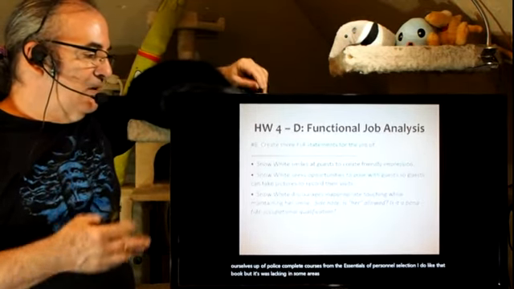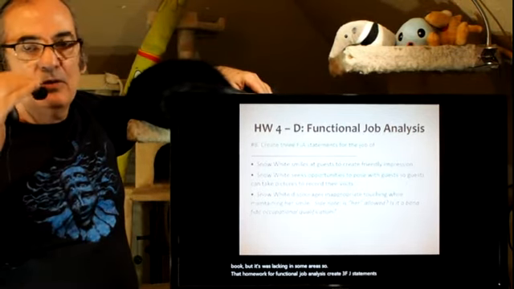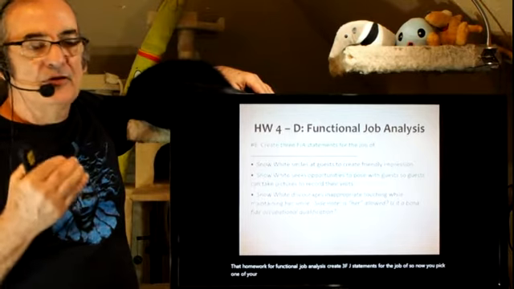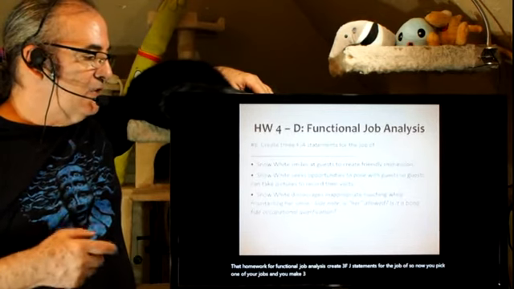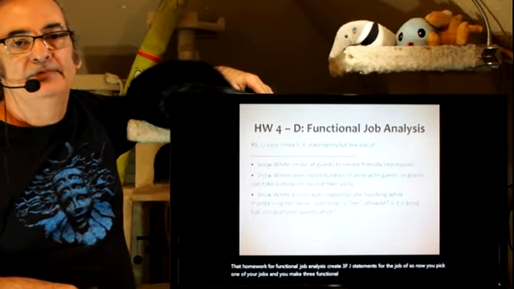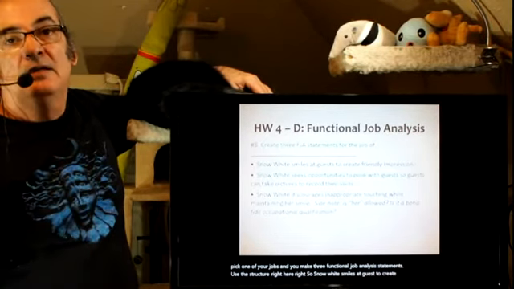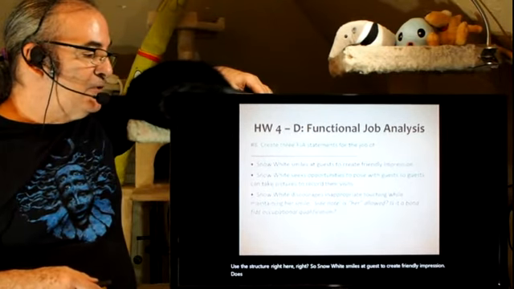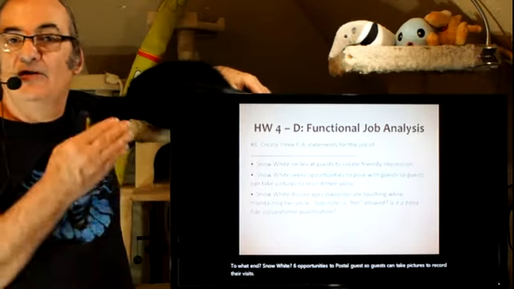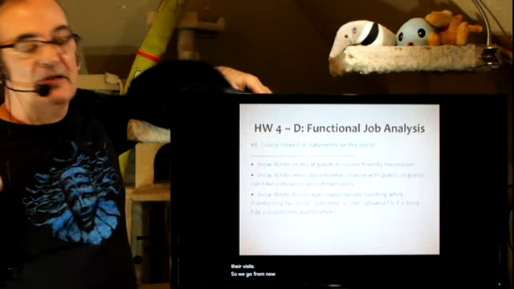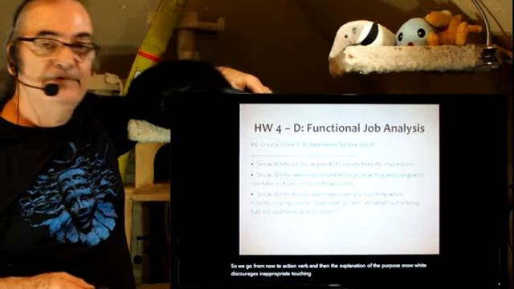Then homework 4, functional job analysis. Create 3 FJA statements for the job of. So now you pick one of your jobs, and you make 3 functional job analysis statements. Use this structure right here. So, Snow White smiles at guests to create friendly impression. Who does what to whom? To what end? Snow White seeks opportunities to pose with guests so guests can take pictures to record their visits. So we go from noun to action verb and then the explanation of the purpose. Snow White discourages inappropriate touching while maintaining her smile.